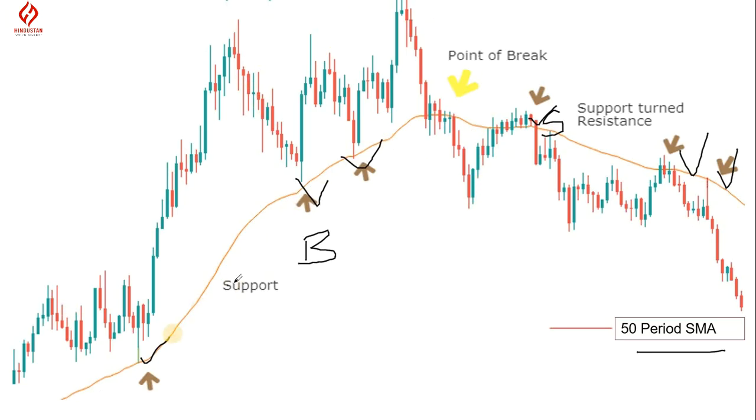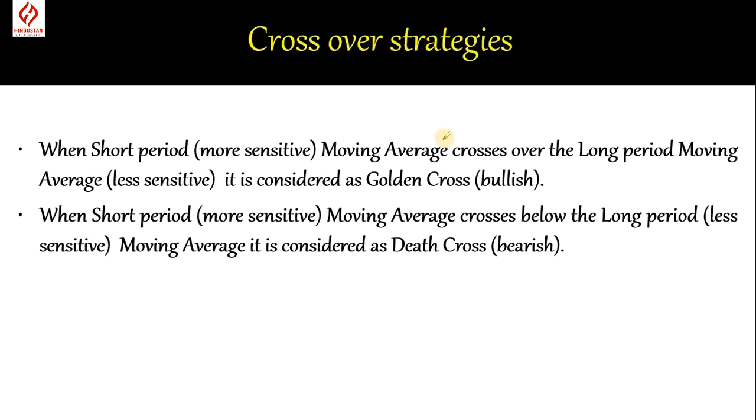So how to take trade when it has taken support at this level? So it is a buy signal. At resistance it is a sell signal. That is how you can take trade based on moving average. And one more important thing, crossover strategies.